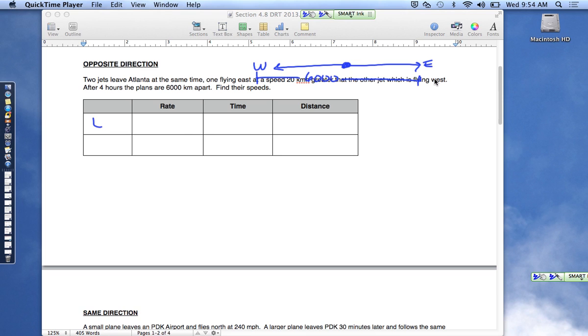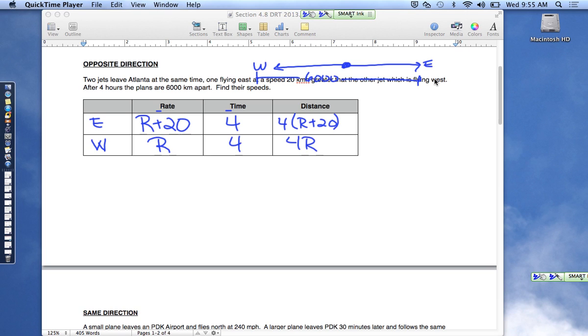So I have my chart. We can do east and west, eastbound, westbound. And your variable in the problem will either be the R, the rate, or the time. In this particular problem, we're told that they're both traveling for 4 hours. So time column can be 4. And the rate of the plane flying east is 20 kilometers greater than the jet flying west. So if I let R represent the rate of the westbound plane, then R plus 20 would be the rate for the eastbound plane. And then the distance column is simply the rate times the time.